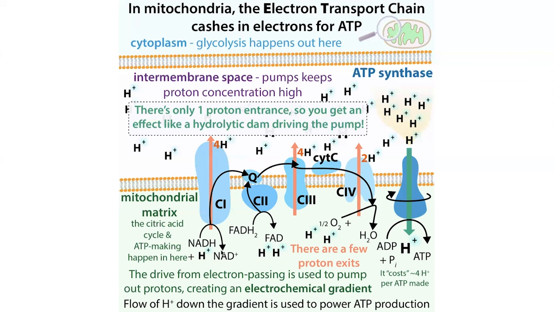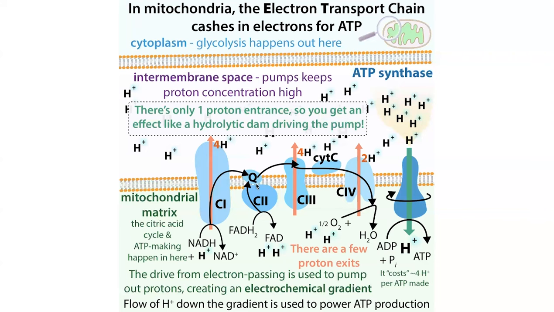NADH comes in at complex 1, or C1, and you pump out 4 protons. The electrons get passed from NADH through carriers onto Q, and then Q takes them onto complex 3, which pumps out another 4 protons, passes the electrons to cytochrome C, which then brings them to oxygen in complex 4, which pumps out another 2 protons.